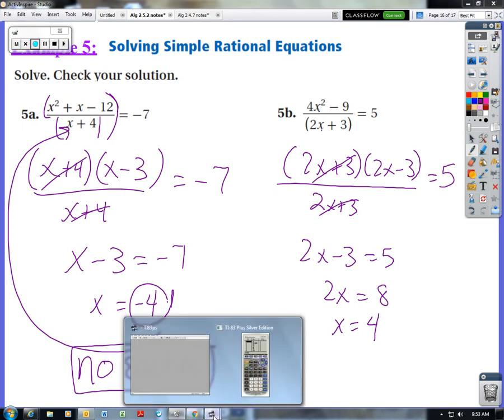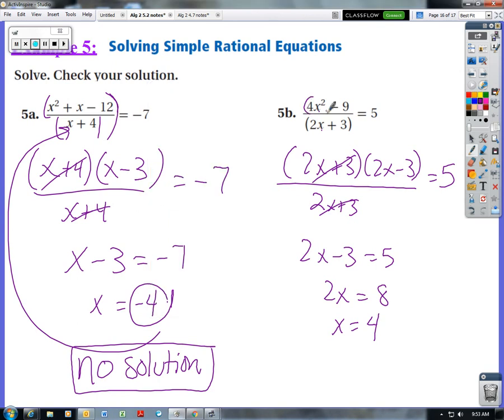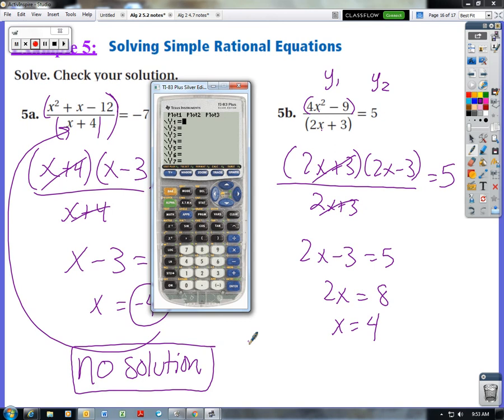Let's just do a graphical check this time. Clear, clear. So I'm going to put this one in y1 and this one in y2 and see if they cross at 4. So again, I need parentheses around my 4x squared minus 9 divided by parenthesis 2x plus 3. And then in y2, 5. Let's see if we graph it. Okay, great. You can see them crossing at 4.